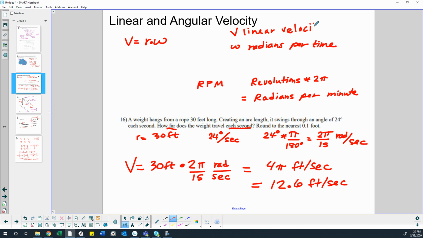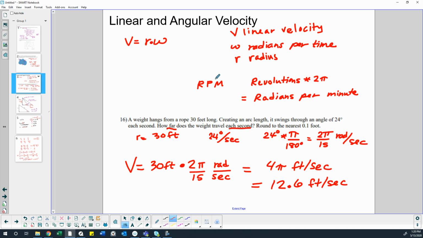So then we have angular velocity, which is omega. Omega can't be any unit, it has to be radians per whatever time unit you're using. And then, of course, r is the radius, and the radius is in some linear dimension like inches, miles, yards, feet, whatever.